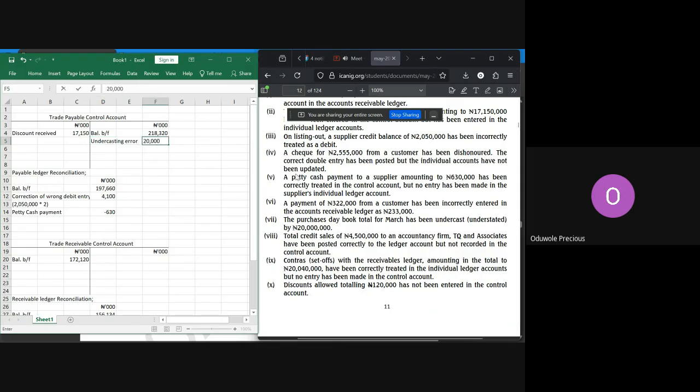Okay. The last one is details of 4,500 to an accounting firm, TQ and Associates, has been posted correctly into the account but not recorded in the control account. That one is to show you that it was credit sales, so it's coming here. That's receivable. Enter the credit sales for receivable here. So as well, credit sales. How much? Credit sales is 4.5. Straight.